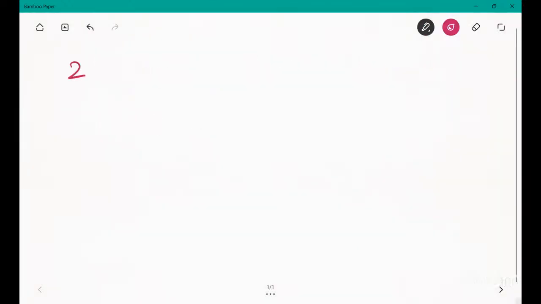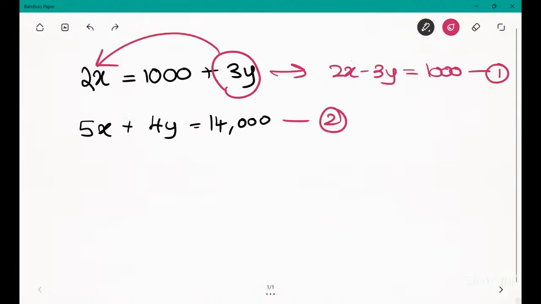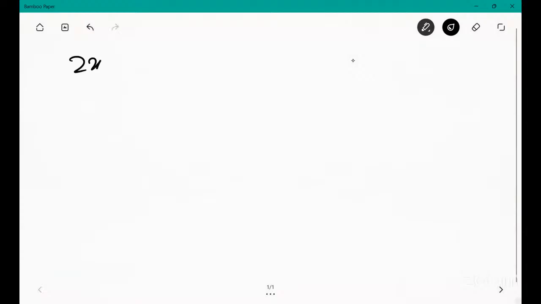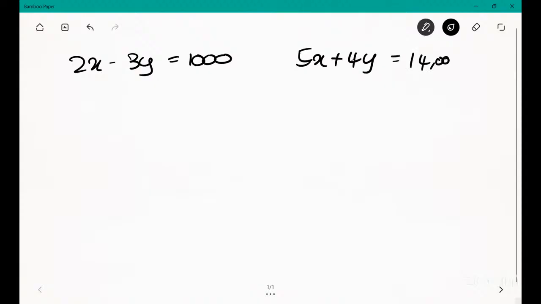2x minus 3y is equals to 1000. And the other one is 5x plus 4y is equals to 14,000. So the first thing, you have to either make x or y the same number.